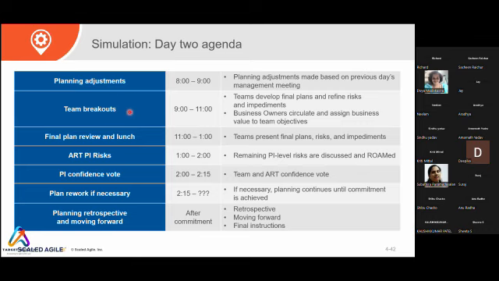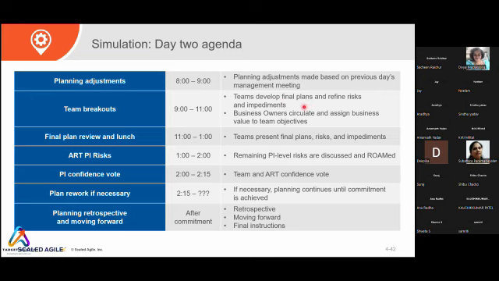This is the second team breakout. The Scrum Master will go back again with their teams, and there the teams develop the final plans and refine their risks and impediments. In the first team breakout, you identified the risks and impediments. Now you will refine them based on what you learned together. And business owners circulate with all the teams and assign the business value. Somebody asked me what is BV. The business owner assigns the business value to the team objective, or team PI objective.